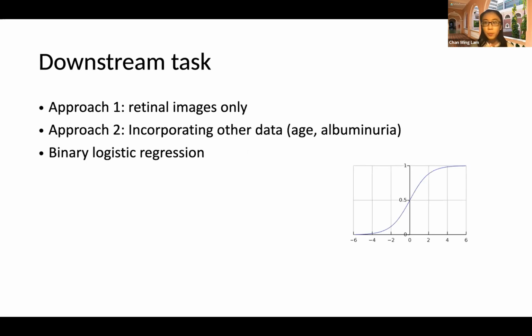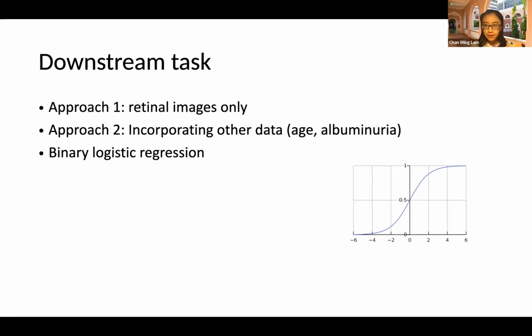So for approach 1, where we only use retinal photos, we have already obtained the final probability at the last step. So we also did approach 2, where we will incorporate other data, age, albuminuria into it. Albuminuria means there's protein in the urine, and this signifies a deterioration in renal function. So for each retinal photo, we have a vector. We would incorporate the outputs from previous steps and plus age and albuminuria into it.